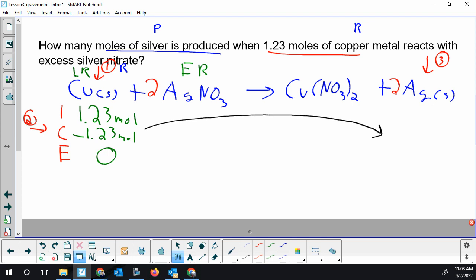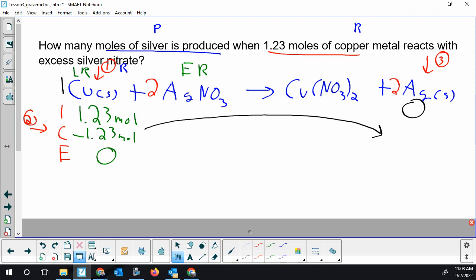Now I'm going to fill the I in first. Products would be 0 at the beginning. How much are we going to make? I'm going to do it visually first, and then I'll do the ratio. 1 copper is going to make 2 silvers, so that's another doubling. So we should get double the product.